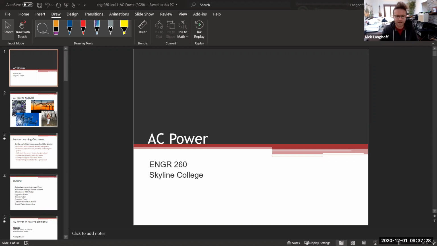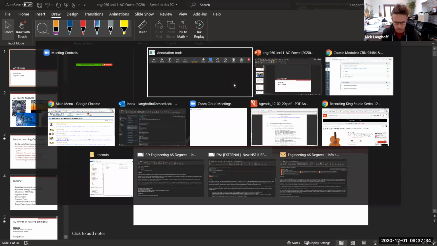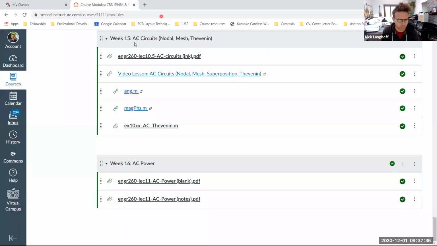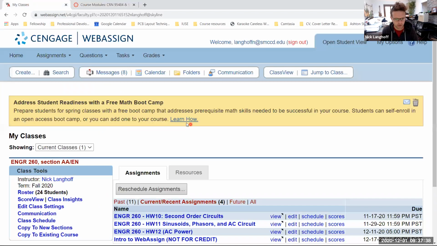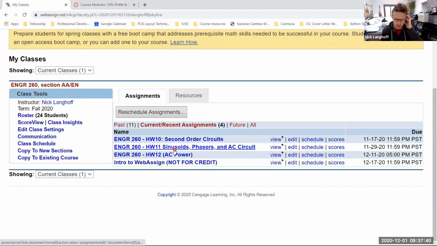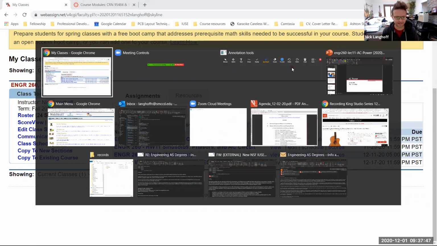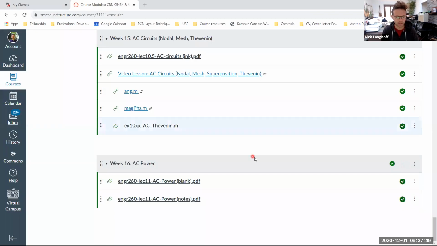We're going to cover AC power today, starting AC power this week. There is a new homework assignment posted on WebAssign. You'll see that it's homework 12 on AC power. And we'll go through what's going to be covered on that in the lesson today. The notes are posted on Canvas. There are blank slides and inked slides.